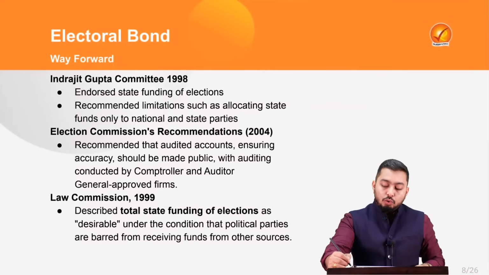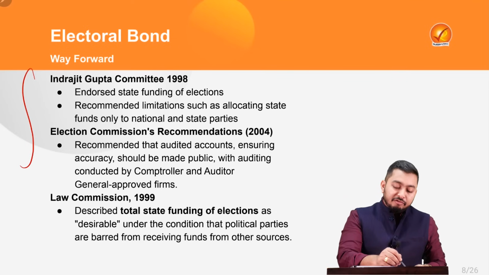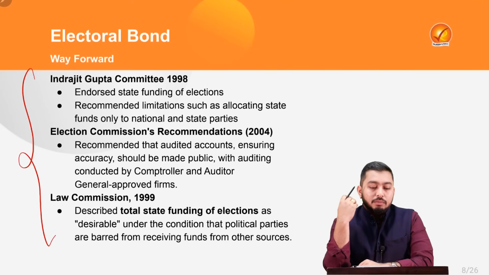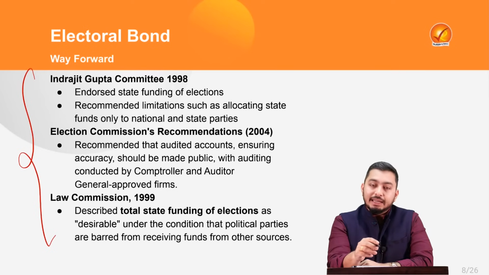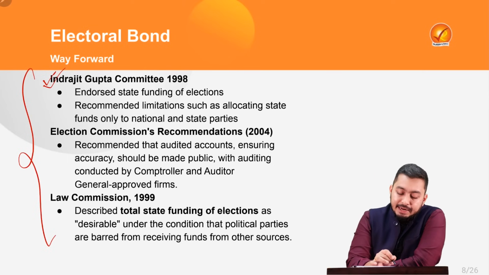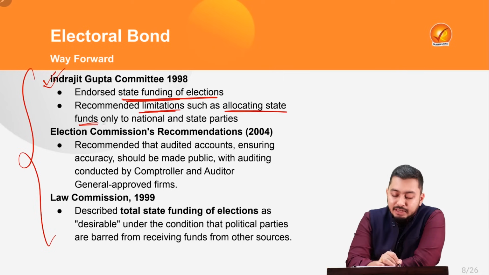Now, what do you do about the way forward? How do you solve such an issue? So multiple committees and commissions have gone into the idea of electoral funding. One is the Indrajit Gupta Committee of 1998, which endorsed state funding of elections, and it recommended limitations such as allocating state funds only to national and state parties.